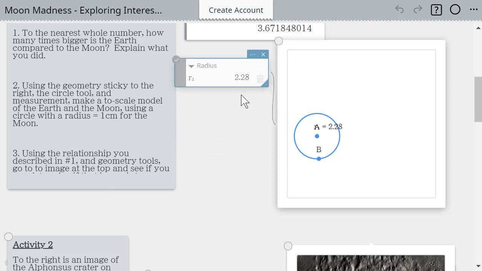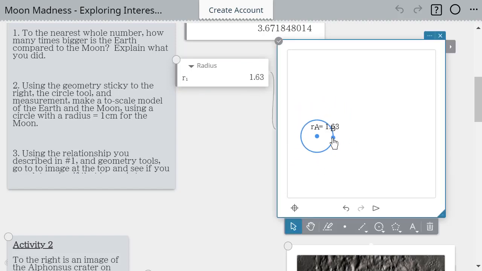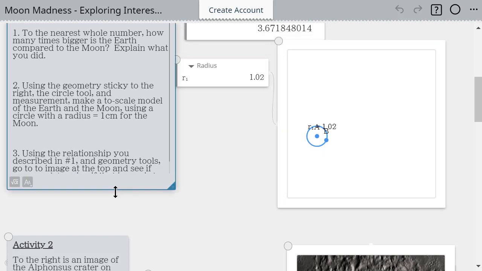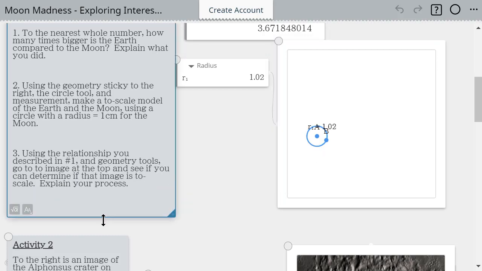And the neat thing about Classpad is once you have a measurement, you can actually then change it, and we want it to be 1, right? So here is a radius of 1. So there is the moon, and now can we do a circle that is 4 times larger and have that to be scale? And then we can talk about similarity and how you know that that's proportional, those types of things. So I'm not going to do all that, but that's where you would go with this. So that's question 2. They're going to actually just make their own scale model.